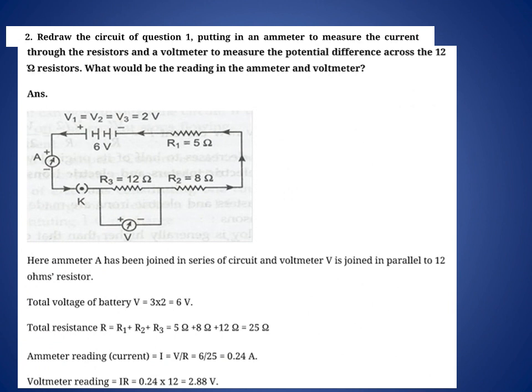Next, redraw the circuit of question 1, putting in an ammeter to measure the current through the resistors and a voltmeter to measure the potential difference across the 12 ohm resistor. What would be the readings in the ammeter and voltmeter? As we know, we put the ammeter in series and the voltmeter across the 12 ohm resistor, as asked. So here ammeter A has been joined in series in the circuit and voltmeter V is joined in parallel to the 12 ohm resistor.